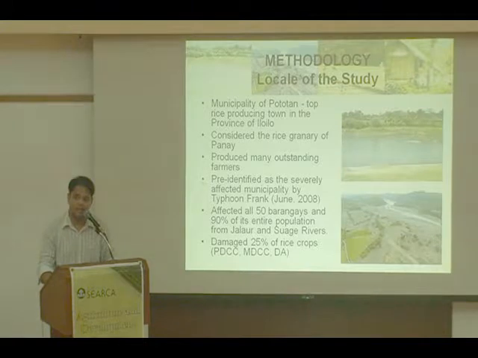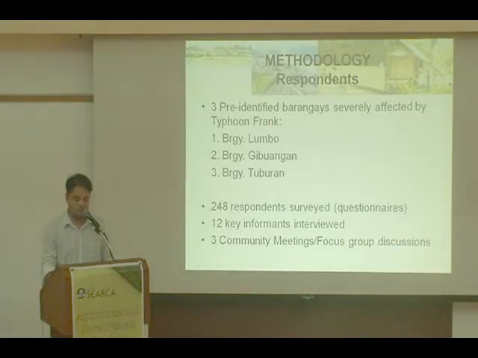There are actually two major tributaries that resulted in the flooding of the municipality of Pototan, which are the Halaor and Suwagi rivers. According to the PDCC, MDCC, and the Department of Agriculture, damage to the rice crops was at around 25%. In relation to the data that was also provided by the MPCC, the DND, SWD, the municipality of Pototan, as well as the local Department of Agriculture, we were also able to pre-identify three severely affected barangays. These are Barangay Lumbo, Barangay Kibongan, and Barangay Tumuran. And later on, we will find out why they were considered as pre-identified barangays severely affected by Typhoon Frank.